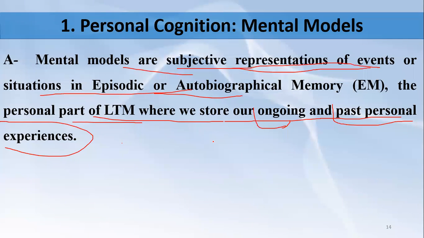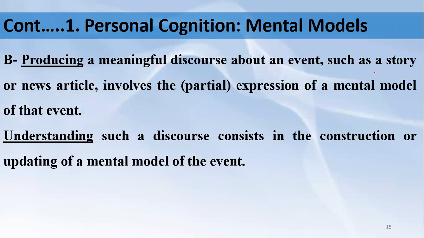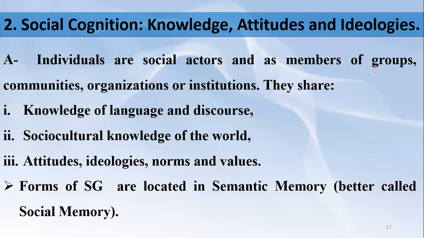So these are the mental models which are the personal cognition. They are subjective representations of events, your own personal thoughts, your own personal knowledge related to something. Fine. Related to an event or a situation. These, on the other hand, if you look at the social cognition, are socially shared, but we are going to discuss it later on.